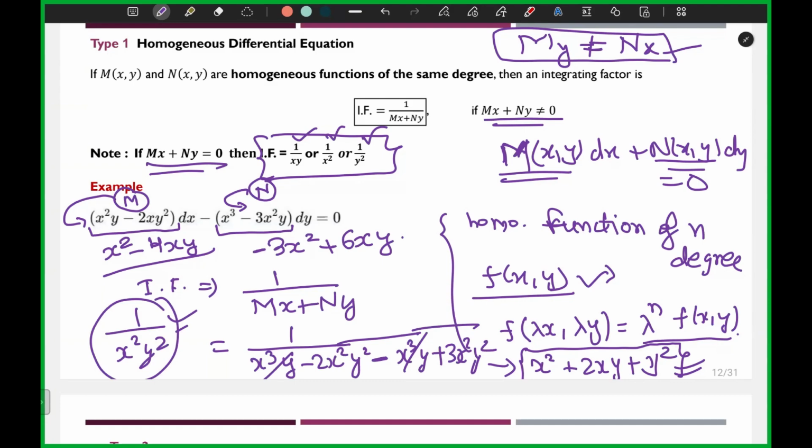So here this type comes from the part where M and N are homogeneous functions of the same degree. Here you can say this is third degree, and this is also third degree, right? M and N.